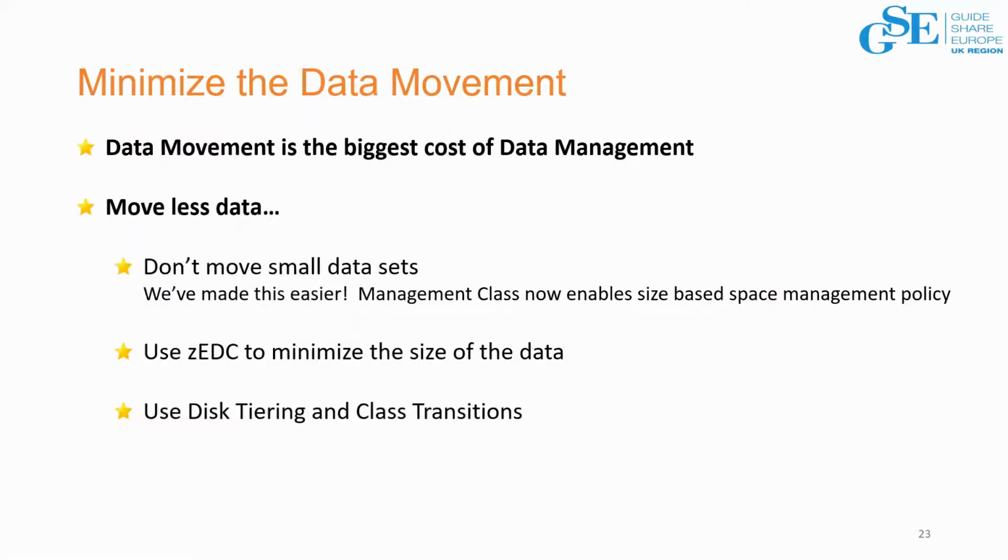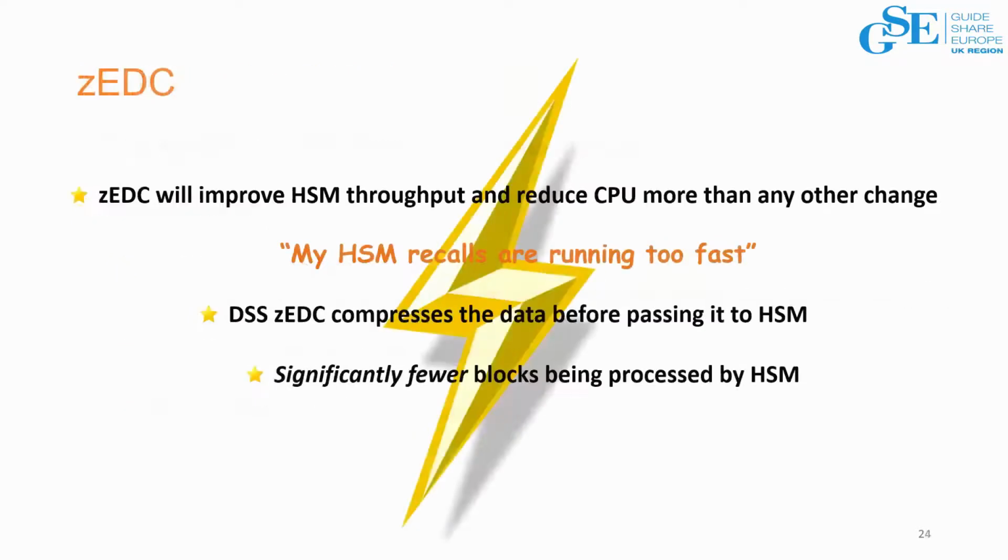And then since data movement is the biggest cost of data management, you obviously want to move less data whenever possible. So in the following slides, we'll talk about various approaches to moving less data. This slide lists a few of those approaches. First, you don't want to move small data sets. The good news is that the SMS management class now enables size-based space management to allow for this. Second, you want to use zEDC to compress the data so that you move less of it. And third, you want to use disk tiering and class transitions if possible.